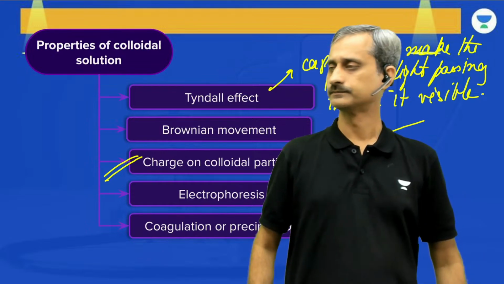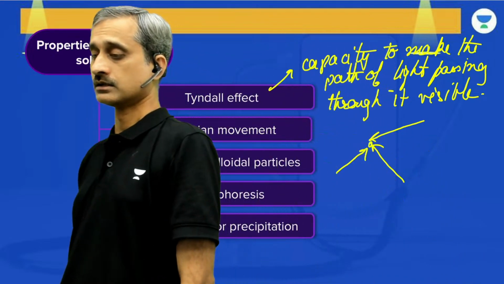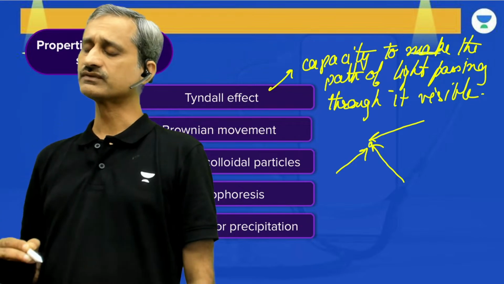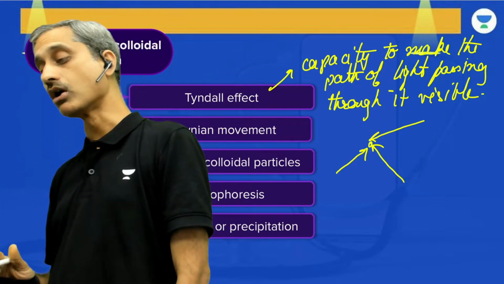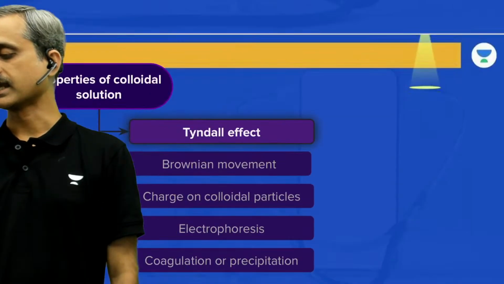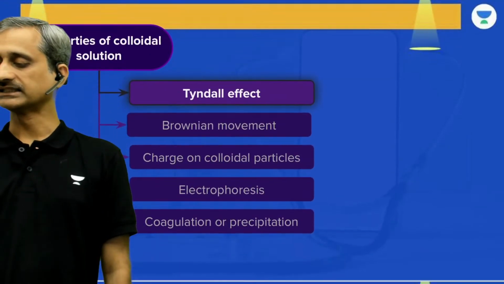Is this clear? Then we have electrophoresis, which is used to find out the charge on the colloidal particles, and then we have coagulation or precipitation, which goes against the colloids. So let's talk about the Tyndall effect.